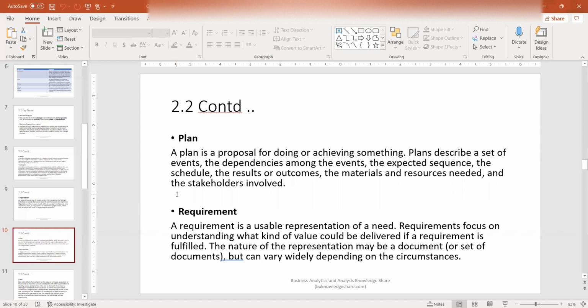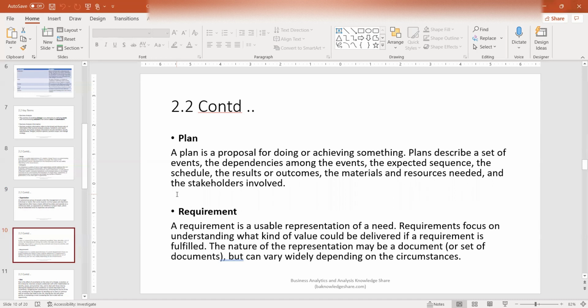Next key term is plan. A plan is a proposal for doing or achieving something. Plans describe a set of events, the dependencies among the events, the expected sequence, the schedule, the results or outcomes, the materials and resources needed, and the stakeholders involved. Right? So a plan is a proposal for doing or achieving something.